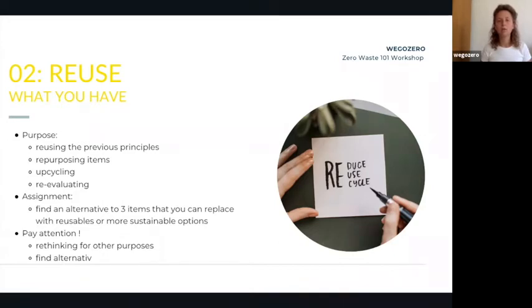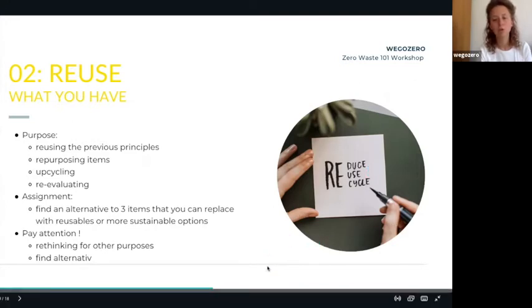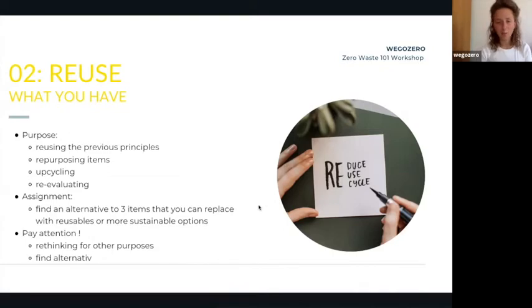When we talk about reusing, it's also about repurposing items and upcycling items. And I remember someone wrote in the chat already that upcycling is also part of zero waste, and that's of course true. Is there someone among you that ever upcycled something? Or what does upcycling actually mean?